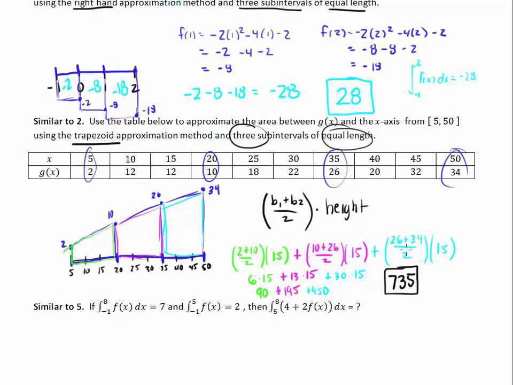But if you look really carefully, you can see that we made a mistake. 10 plus 26 is 36, divided by 2, which is 18. So this should be an 18, and 18 times 15 is not 195. It is 270. So that makes a little bit of a difference to our final answer. 270 plus 90 plus 450 is actually 810.